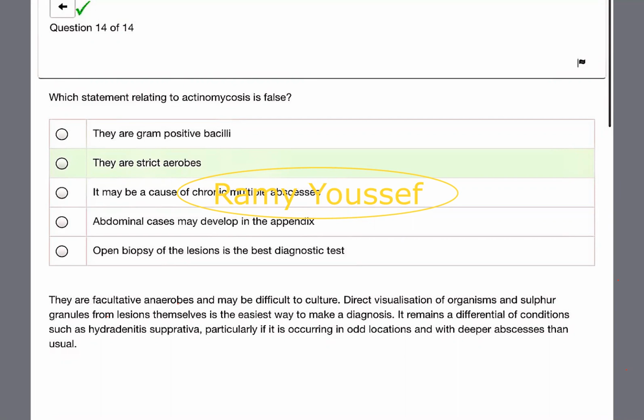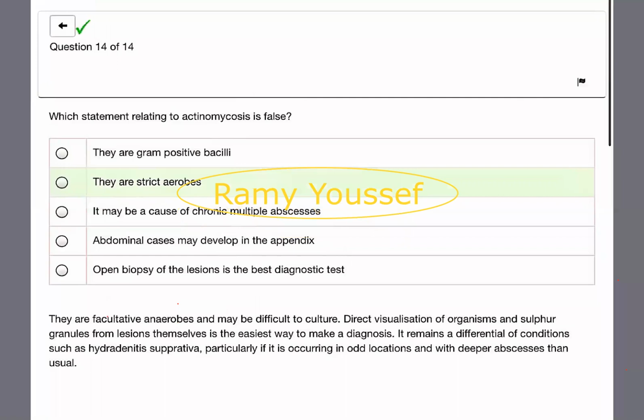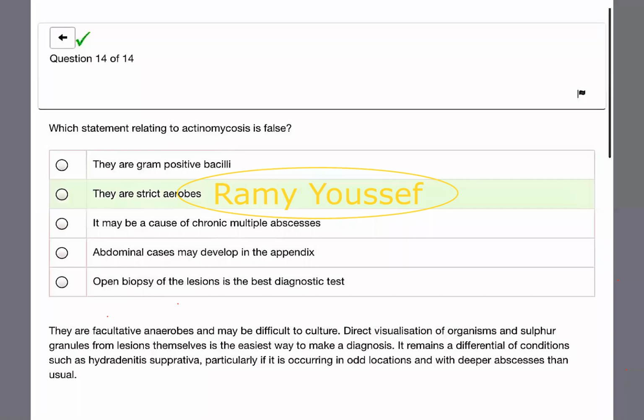Don't take a biopsy by this diagnostic test. Abdominal case, yes. Sometimes in the appendix you find actinomycosis, and it may cause chronic multiple abscesses. Yes, may happen.